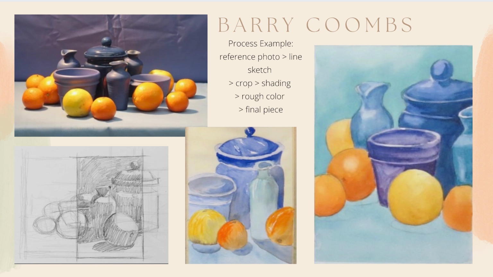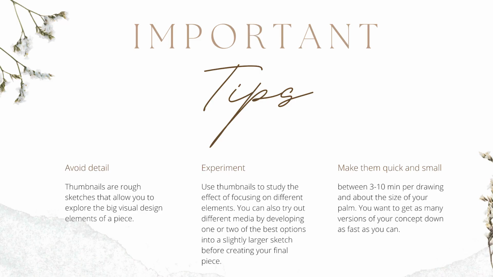Here's an example of Barry Coombs and his process. So he starts with the picture at the top left corner. Then he draws the entire scene kind of in a sketchy line drawing, chooses a section that he likes best, and then adds tonal values. Then he did a rough draft in color, and then he did a final version in color. So both the line drawing, the tonal study, and the original color drawing are thumbnails. They're small drawings. They're quick, small drawings.